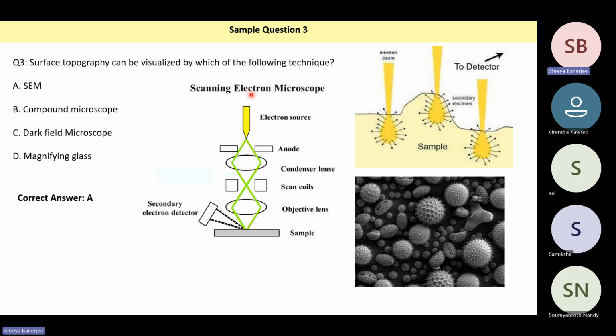And in TEM, you pass the electron beam through the sample. So TEM will give you an idea about the entire structure, not only that of the surface. The internal structure also can be determined using TEM. So since here it is asking surface topography, the answer is SEM.